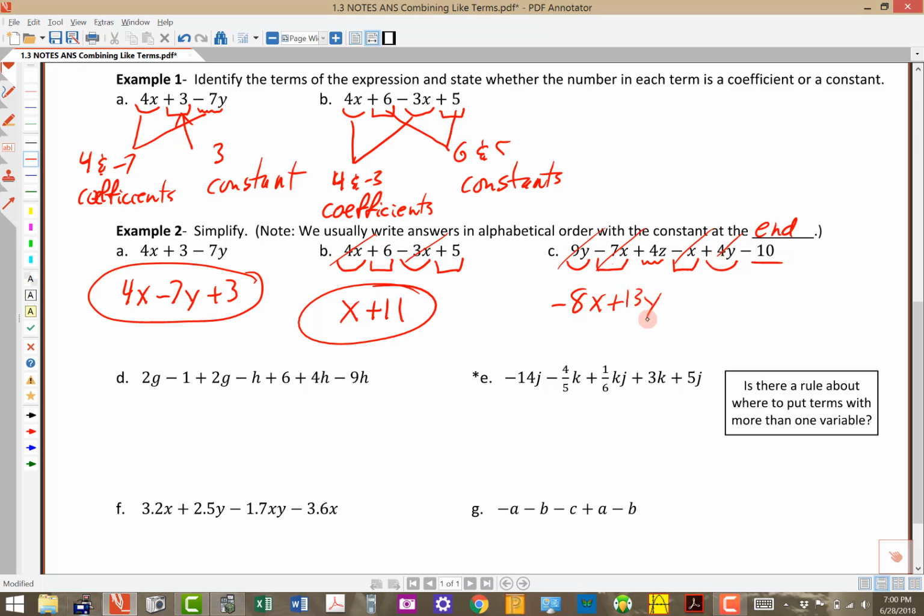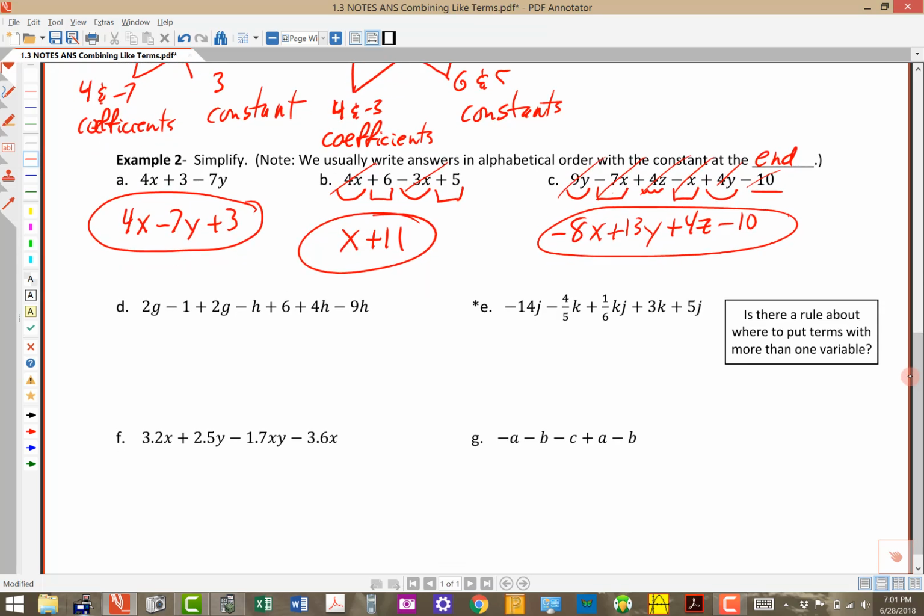So positive 13y. Now I've only got these two terms left, and I've got the z right here, so this is a 4z, and then I've got that negative 10. So I'm going to go ahead and circle that. I know I've got each thing taken care of. I can still see the original problem, and I know I got it right. Okay, let's take a look at the next one here.